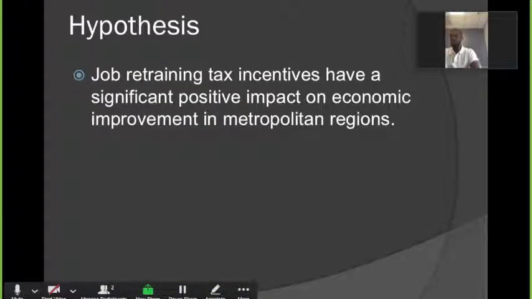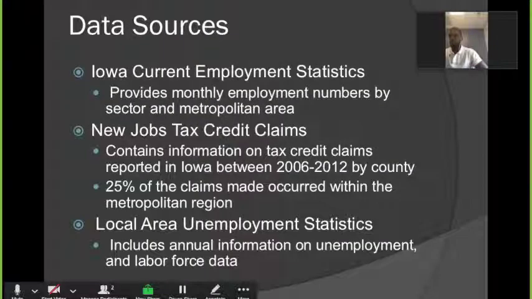So the hypothesis is that job retraining tax incentives have a significant positive impact on economic improvement in metropolitan regions. There are three data sources which were used for this research. The first data source was the Iowa Current Employment Statistics, which provides monthly employment numbers by sector and metropolitan area. The second is the New Jobs Tax Credit Claims, which contains information on tax credit claims reported in Iowa between 2006 and 2012 by county.